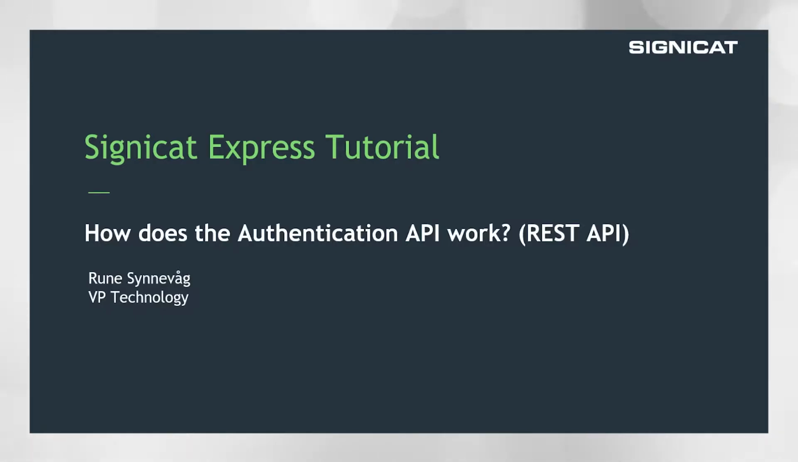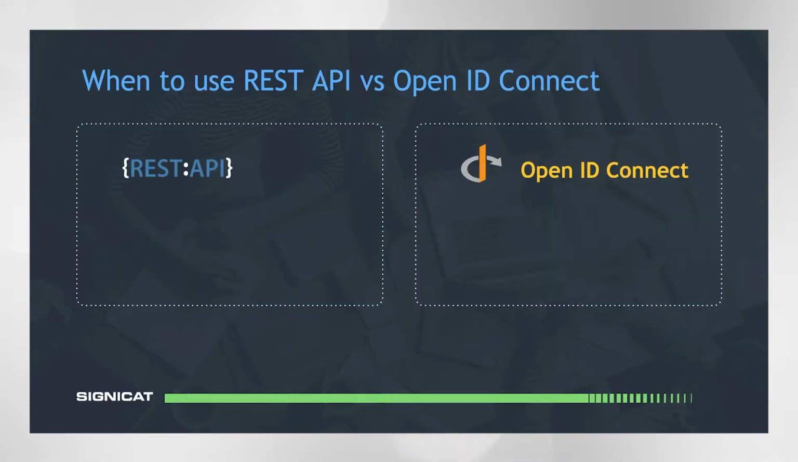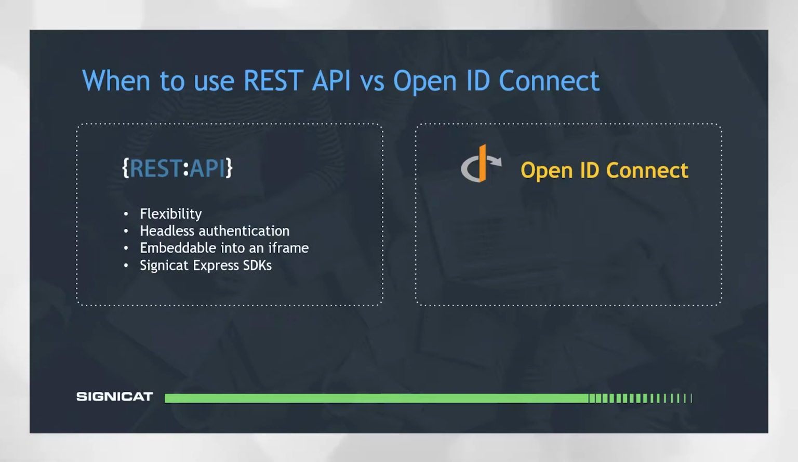So let's go into the differences between REST and the OpenID Connect. As you can see, there are two different integration paths into our authentication API. The first one is the REST API. That gives you flexibility, enables options like headless authentication and iframe, and also support for SDKs and native mobile experience. This API serves you best if you want to customize the entire flow and support advanced flows like iframe.